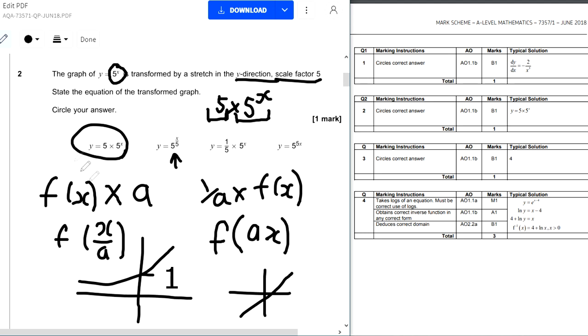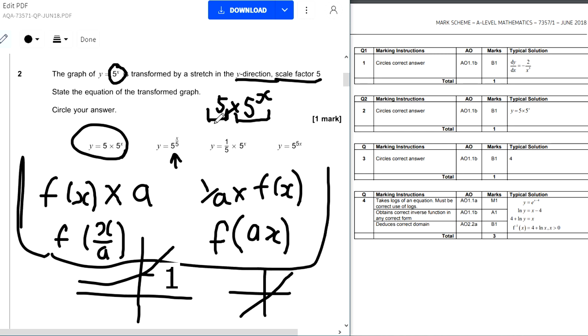But as a general rule of thumb, I don't think these 4 sets of rules are too difficult to understand. After a few practice runs, I'm sure you'll get the hang of it. But yeah, so typical solution, 5 times 5 to the x.